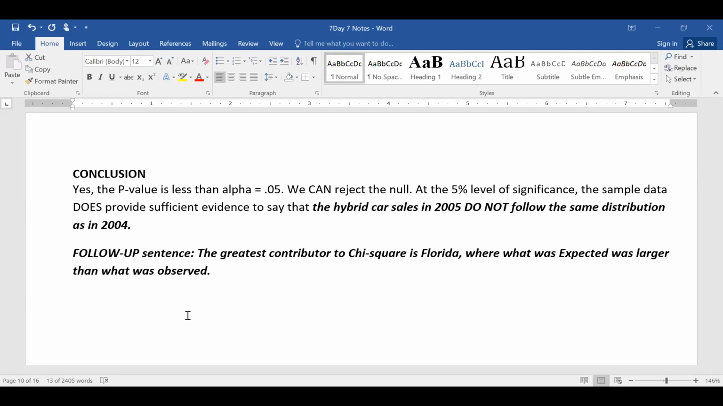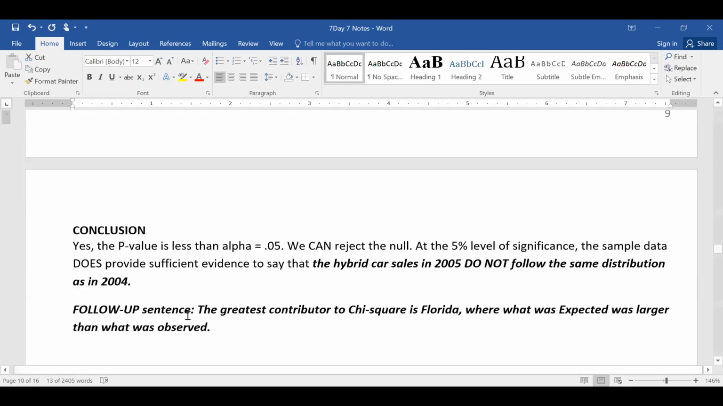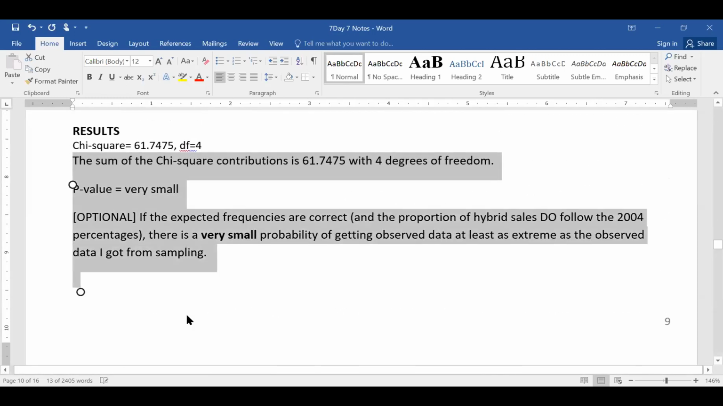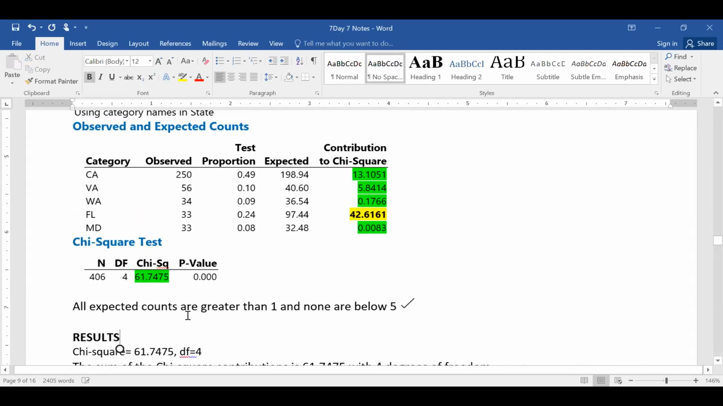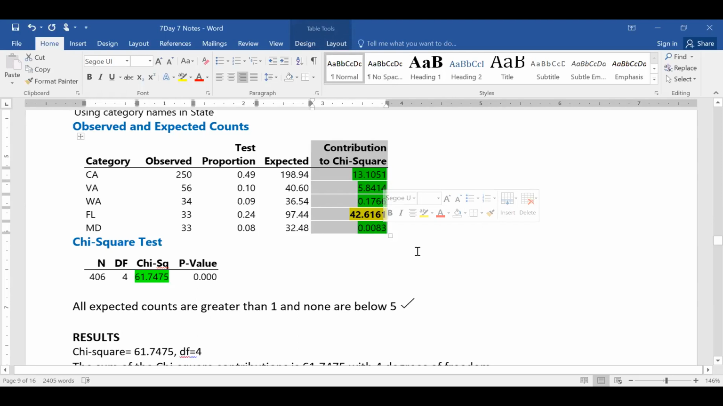So if something is different, I need to explain what is different. I need that follow-up statement. The follow-up statement is about the greatest contributor. So let's look at the output to see what that greatest contributor is. I'm looking at the contribution to chi-squared, so it's this very last column. I'm looking for the largest number. The largest number represents which one is furthest from the expected. And I highlighted it here in yellow.